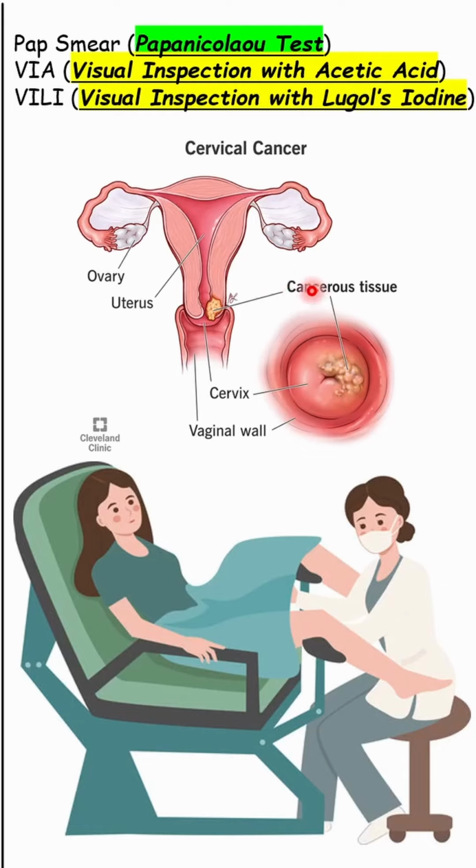It should be very low cost, and it should be easily available. So the gold standard is the pap smear. As we know about this already, this is also called the Pap-Nicolau test. Then there are two other screening methods, VIA, visual inspection with acetic acid, and visual inspection with Lugol's iodine. So let's understand what the difference is between these three different screening techniques.